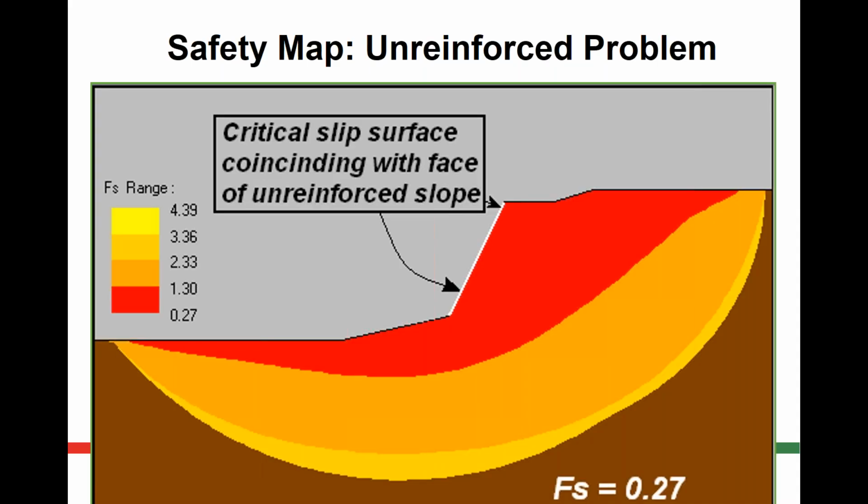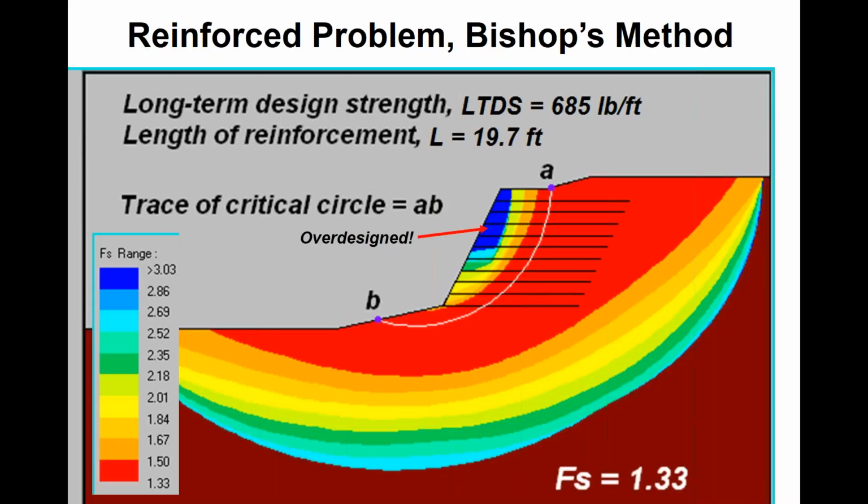All we know is that we have to apply some reinforcements to gather some level of stability that we feel comfortable with. So let's apply some reinforcements, long-term design strength of 685 pounds per foot, a length of about 20 feet. All of a sudden we have a much more informative safety map. The critical failure surface from A to B is 1.33, and we usually feel pretty good about that. Now notice there's still that big red swath, and some of it extends beyond the reinforced soil. That's implicative of a global failure mechanism, but something that can be considered.